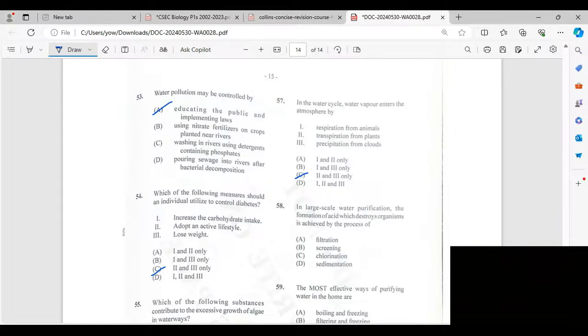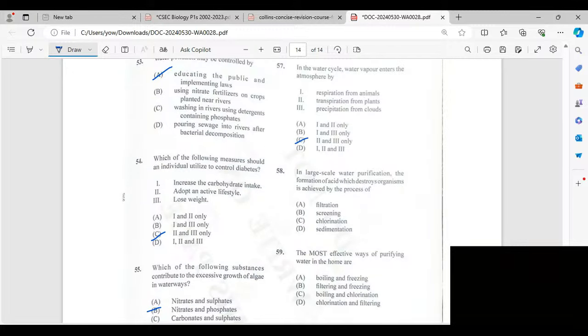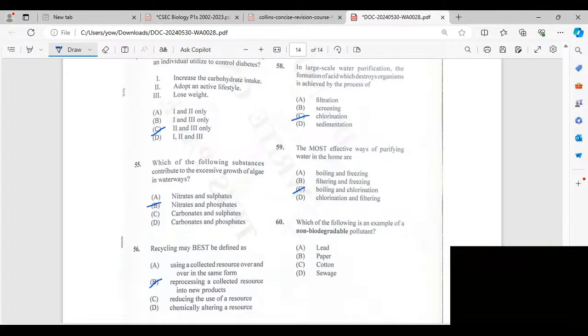Let's move on. 58. In large scale water purification, the formation of acid which destroys organisms is achieved by the process of chlorination. 59. The most effective ways of purifying water in homes. You can't beat boiling. You can't beat chlorination. C for 59.